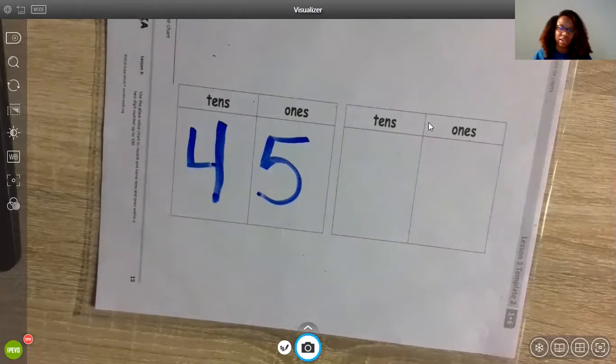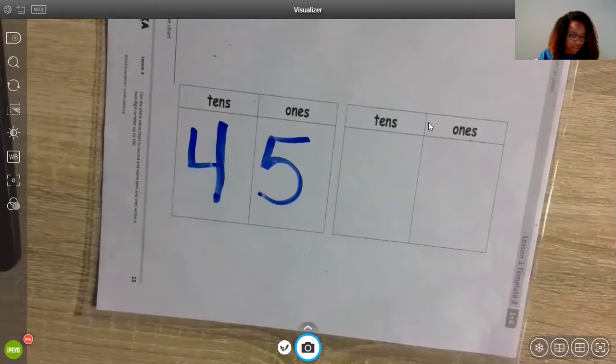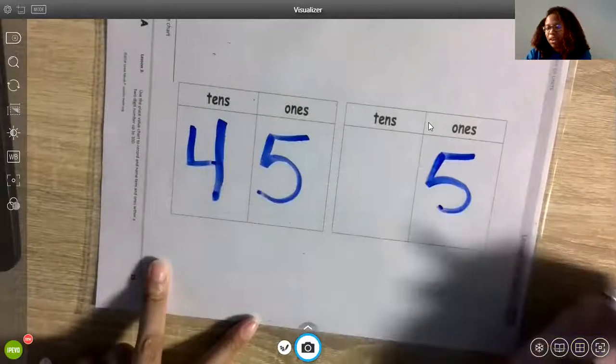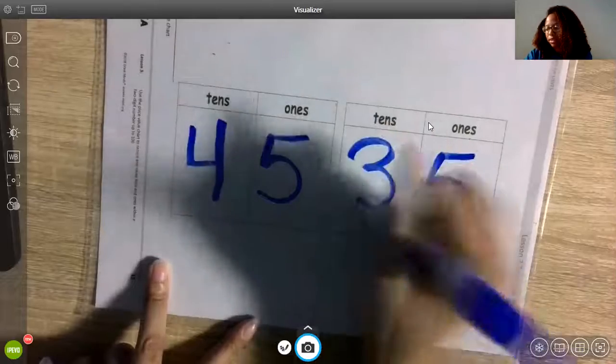Now let's get ready for the next one. If you want to erase that, you can, but we have a new one right here. What if I have 5 1s and 3 10s? What's my number? 35, because I said I have 5 ones, and then I have 3 tens.